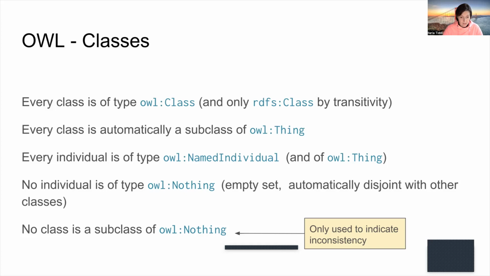Additionally, there is a special term opposed to OWL thing, which is OWL nothing. OWL nothing is an empty set. So there is no individual and no class that can be subclass of or type of OWL nothing. OWL nothing is only used to indicate inconsistency, to make sure that your ontology is correct, and every class that is being created is automatically disjoint with OWL nothing.